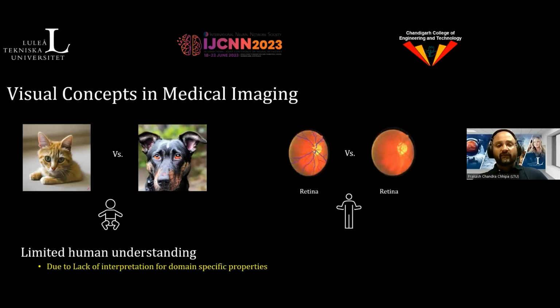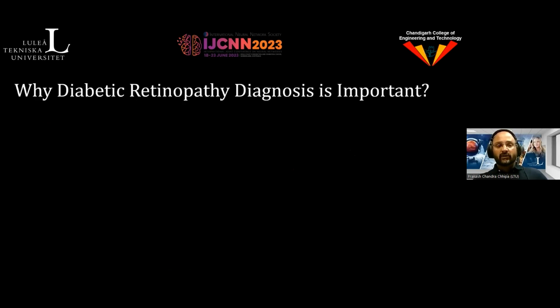With all these facts, we can understand that the medical visual domain has a lot of limitations with respect to learning better representations. However, we will see in the coming slides what potential methods can mitigate this problem. And now we talk a bit about why diabetic retinopathy diagnosis is even important.